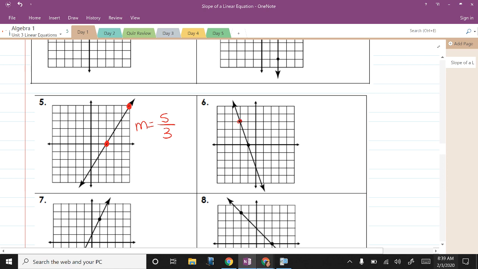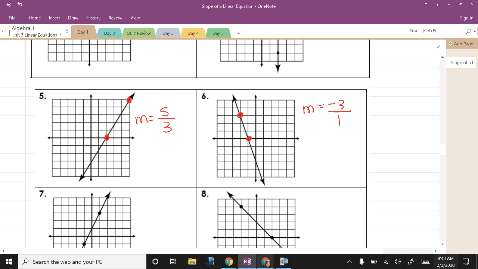Okay. Number 6, my points are here and here. What's my rise on number 6? Negative 3, and I go over to the right what? 1. Now, if you want to leave that negative 3 over 1, that's fine, or you can simplify it to negative 3. Technically, no, because when we're doing slope-intercept form tomorrow, we're going to prefer it to be a fraction. As long as it's not like negative 3 over 6 in a fraction that will reduce. Does that make sense? If you leave it over 1, I'm usually good with that.